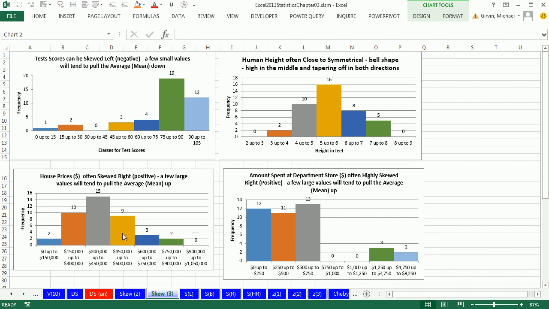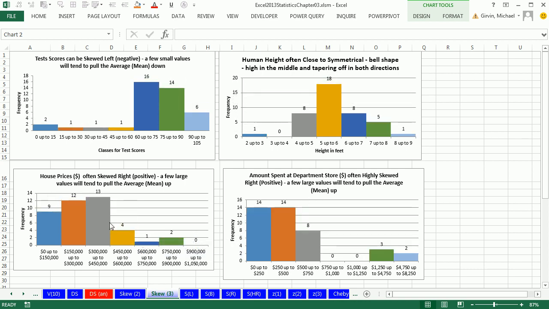SKEW to the right down here, if I hit F9, you know, if we're talking about house prices, probably most of the houses in most neighborhoods are going to tend to be in the lower categories. And there's a few really expensive houses pulling the mean up. Not always the case, but certainly in many neighborhoods, that's skewed to the right or positive. Another example is department stores. You know, up in the high dollar amount, only a few people are going to be buying all their furniture sets at a department store, whereas most of the people are going to make small purchases. So an example of SKEW to the right or positive.